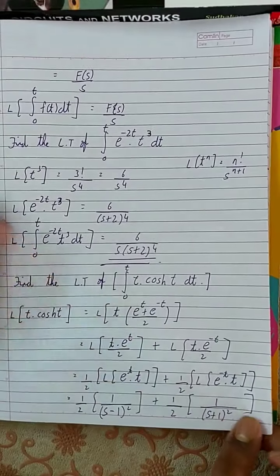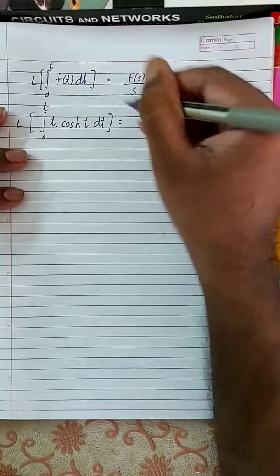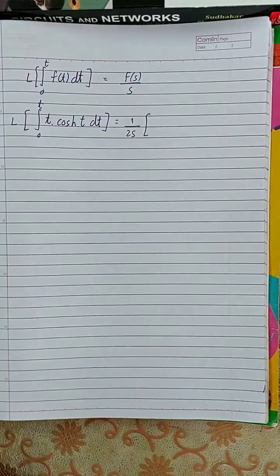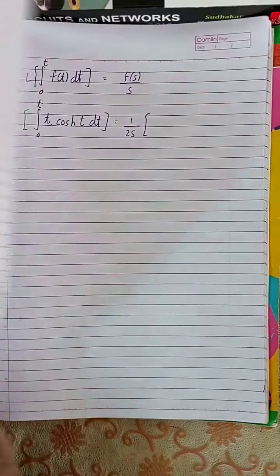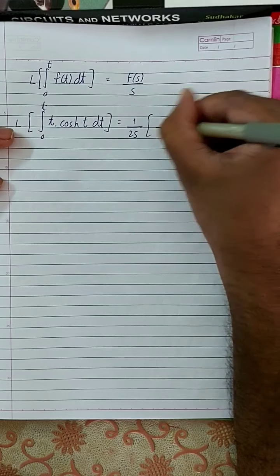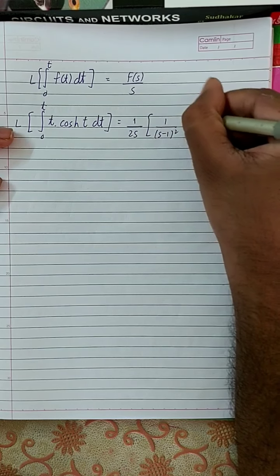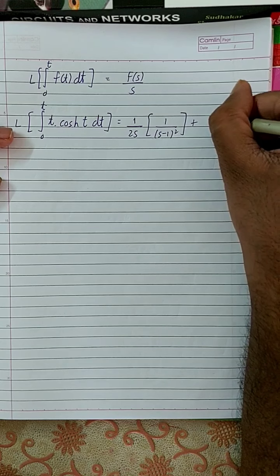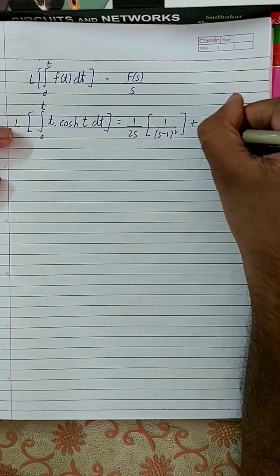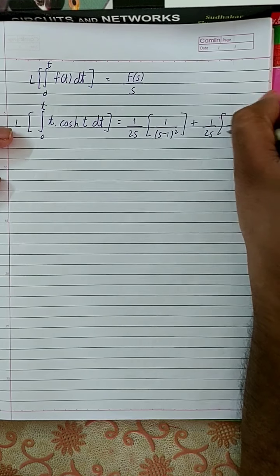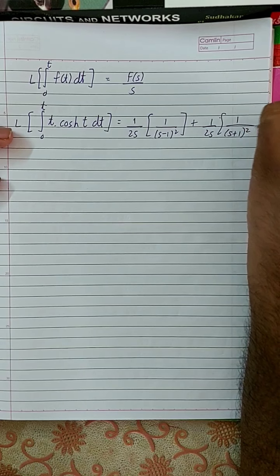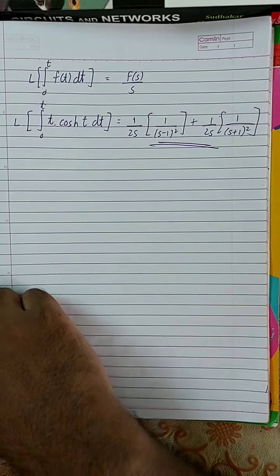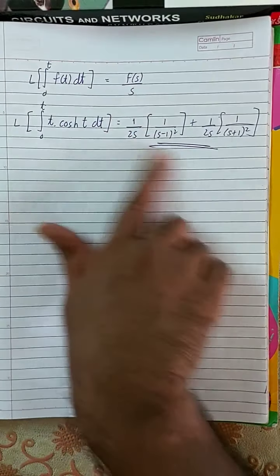So what you will get? You will get 1 by 2s into 1 by (s minus 1) the whole square, plus 1 by 2s into 1 by (s plus 1) the whole square. See, so this is your answer. Simply divide this F of s by s. That's all. Very easy, right?